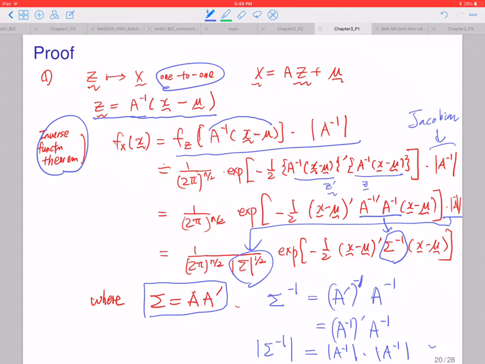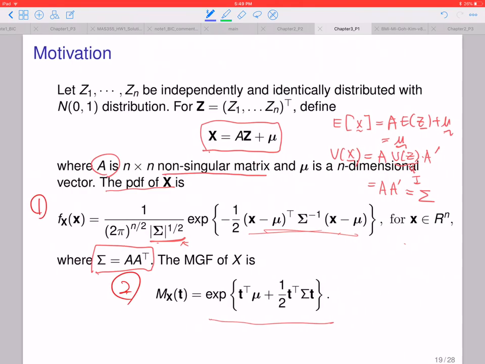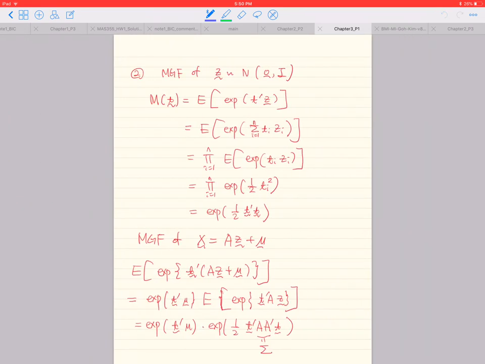Okay. So that derives the density function of the multivariate normal distribution. The variance covariance matrix is placed here, and then the mean is subtracted from the original vector x. That's a way of understanding the density function.